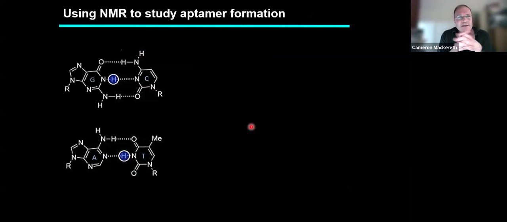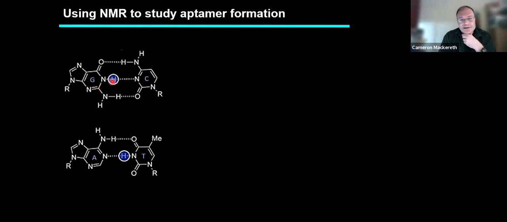And one of the fairly rapid things you can do when looking at a DNA structure by NMR is to see in solution what type of structure is happening. For example, is it structured or not? And the easiest way to do that is to look at the hydrogens that are attached to nitrogen on the DNA bases.